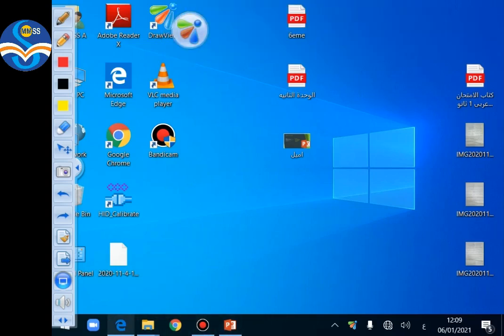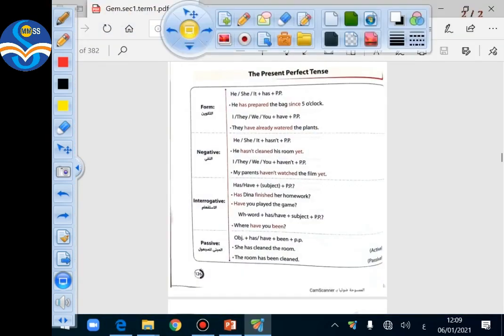So, let me ask you a question. What do you think of the present perfect tense? In order to be able to understand what it means, I first need to understand what the usages of the previous lessons are.